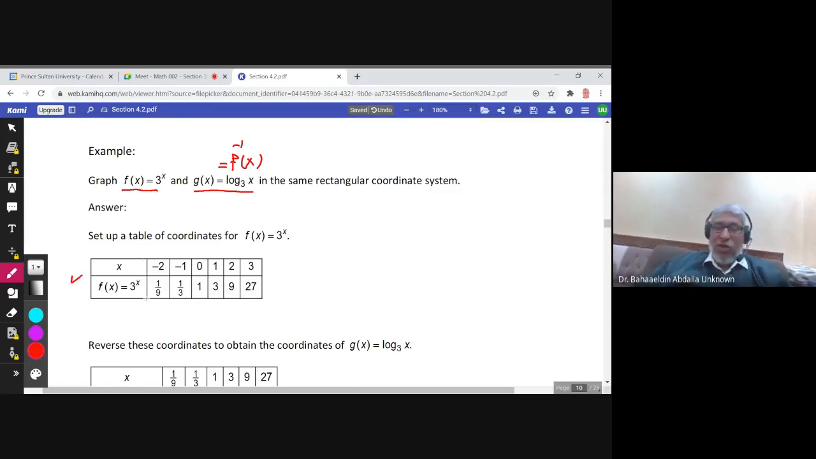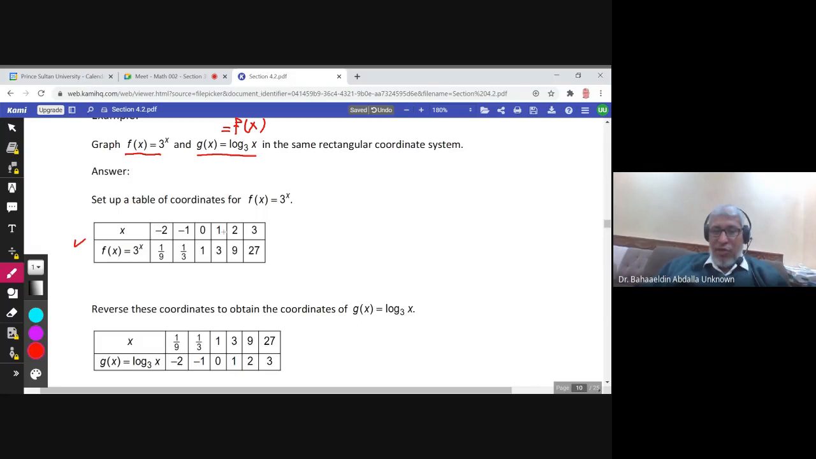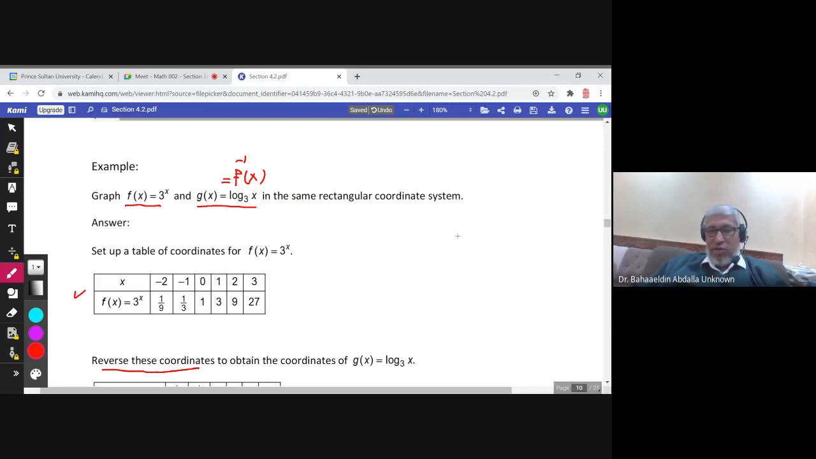You can choose only 3 values, as we mentioned, -1, 0, 1, and then you switch, you reverse the coordinates, you interchange. So you write the values of x as values of y, and the values of y as values of x, and then you sketch the graph. So let us do it here. Let us graph both functions.